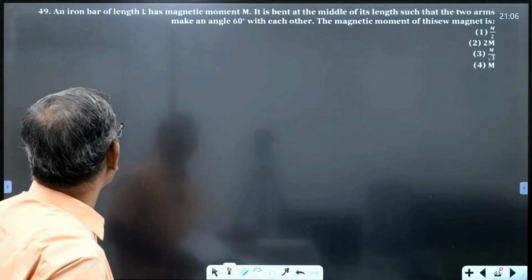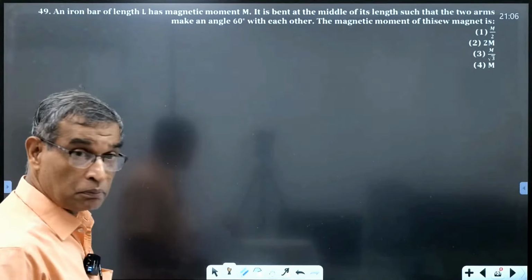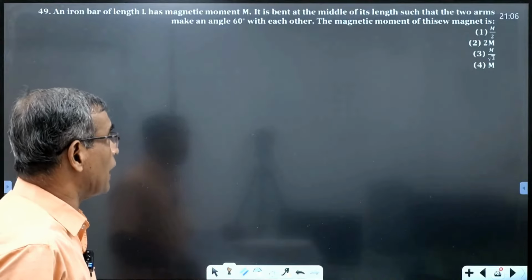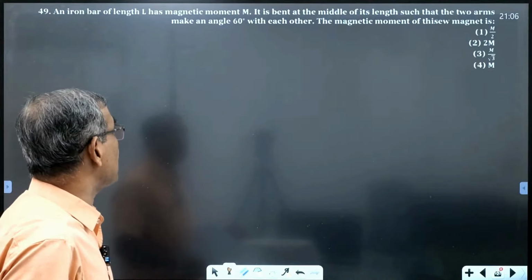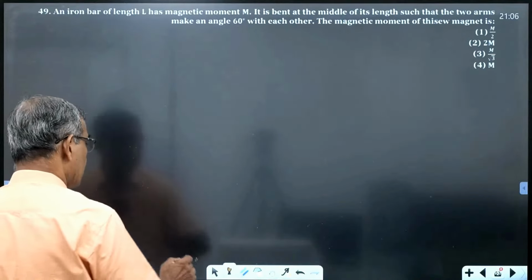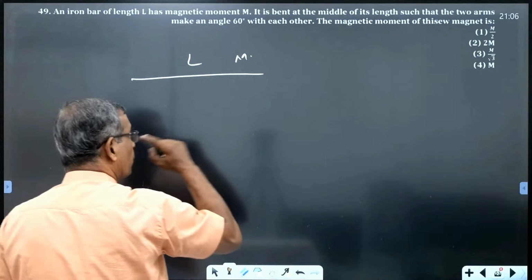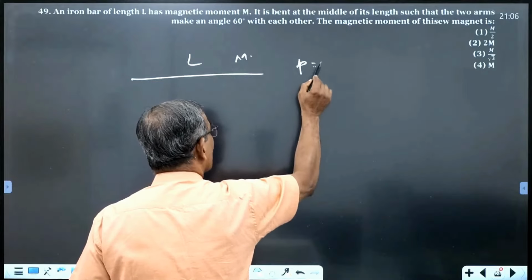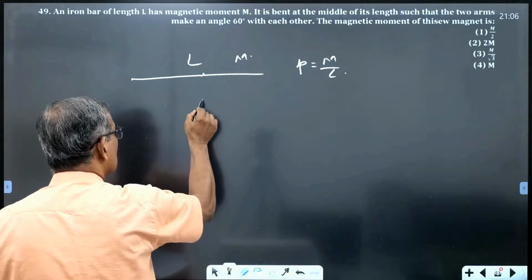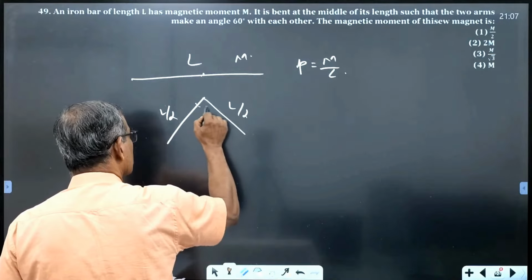49. An iron bar of length L has magnetic dipole moment M. We did many problems like this. It is bent in the middle such that the two arms make an angle of 60 degrees with each other. Find the magnetic dipole moment of the new magnet. Earlier, suppose this is the length and the dipole moment is M. The pole strength of this magnet is given by M by L. And what we did, we bent here and got a magnet like this, so that this is L by 2, this is L by 2, and this angle is 60 degrees.